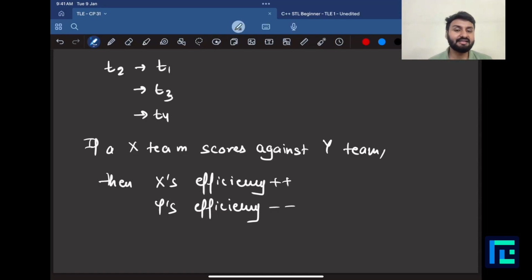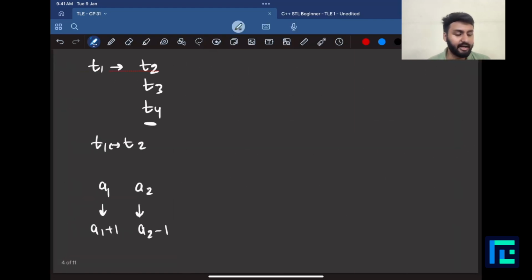Alright, so this is a very, very important point. Now let's go back. Let's understand that I took just one example, the match between T1 and T2, and in that also I took one single example when I said T1 scored. Now if I did the opposite and said T2 has scored, then what would have happened? Of course, I would have said that A2's efficiency goes up by 1.